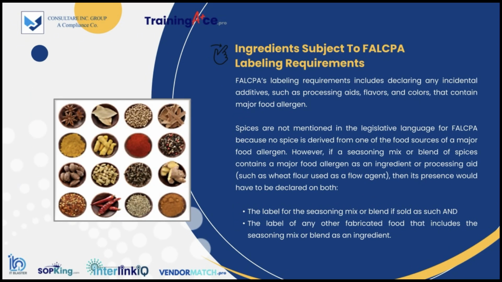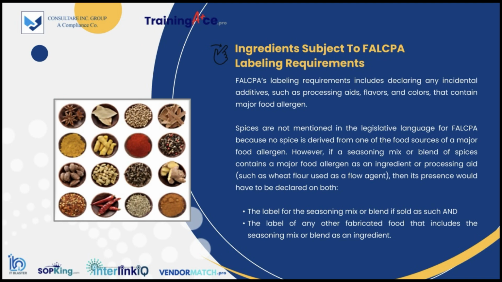Ingredients subject to FALCPA labeling requirements. FALCPA's labeling requirements include declaring unintentional additives such as processing aids, flavors, and colors that contain a major food allergen. Spices are not mentioned in the legislative language for FALCPA, because no spice is derived from one of the food sources of a major food allergen.